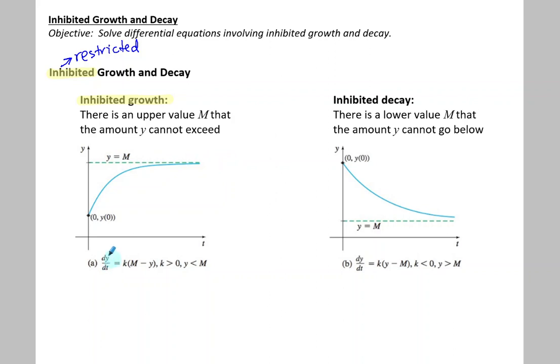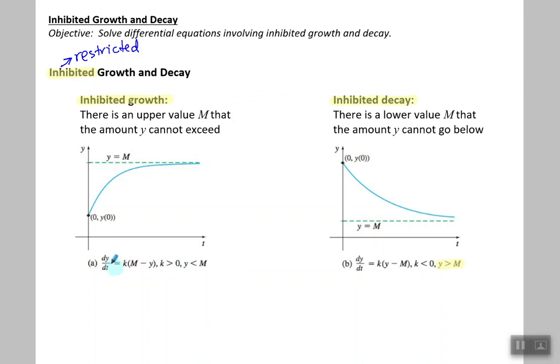That differential equation looks like this. dy/dt equals k times the difference between the larger value minus the smaller value. y is the smaller value approaching that upper limit, for k positive, and like I said, for y less than m. Inhibited decay is when there is a lower value m that the amount y cannot go below. Similar differential equation, dy/dt equals k times the difference y minus m, this time y being greater than m, so y subtract m.